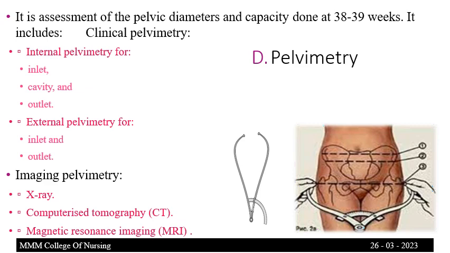So what is pelvimetry? Pelvimetry usually measures the diameters of the pelvis, the anteroposterior, the oblique, and the transverse diameters, to determine whether the labor can be possible through vaginal delivery. In internal pelvimetry, we do the pelvic examination and find out all the diameters, the anteroposterior diameter, and we can calculate the inlet, cavity and the outlet diameters by pelvic examination.